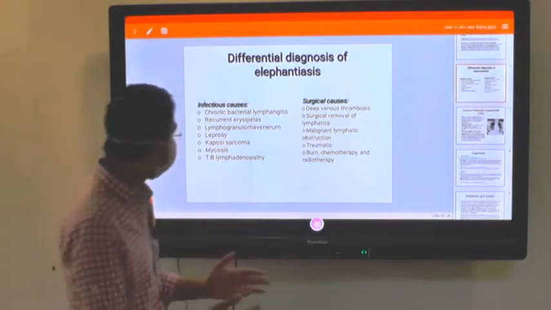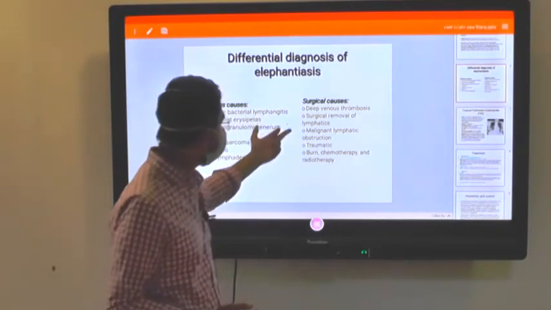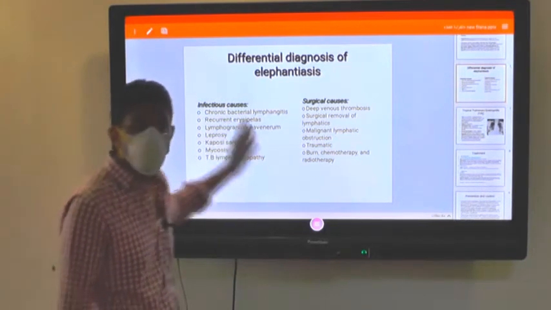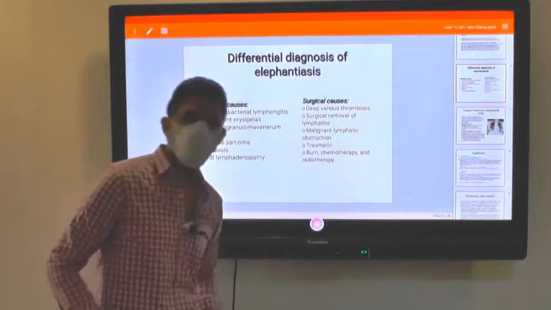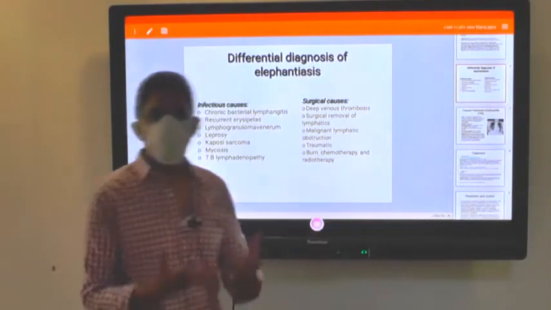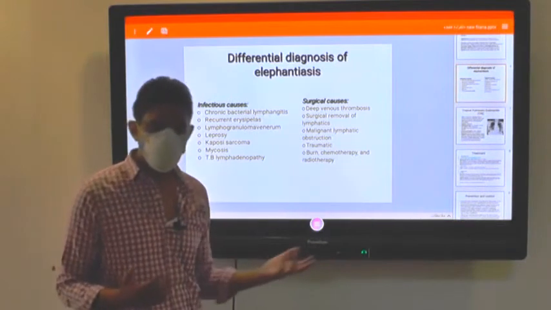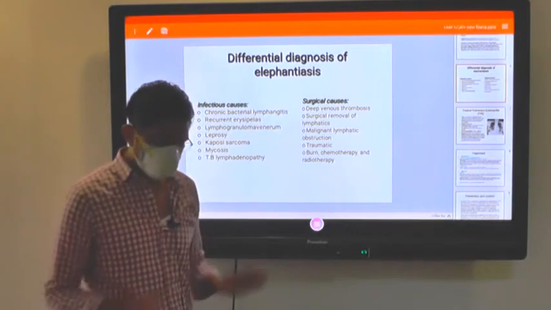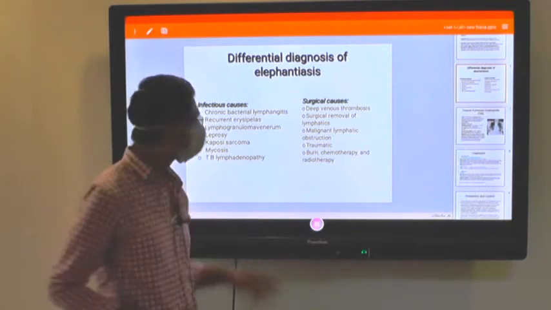Surgical causes may include deep vein thrombosis, surgical removal of the lymphatics, malignant lymphatic obstruction, trauma, burns, chemotherapy, and radiotherapy, leading to obstruction of the lymphatic vessels in the inguinal region. These may lead to the same elephantoid tissue or elephantiasis, which is the enlargement of the limb due to stasis of the lymph in the obstructed lymphatic vessels.